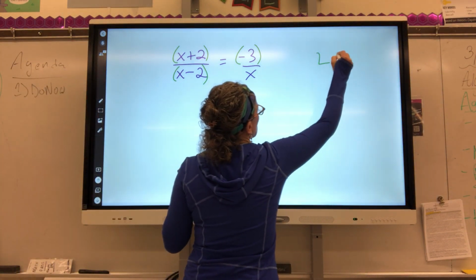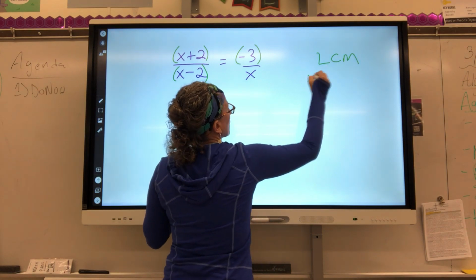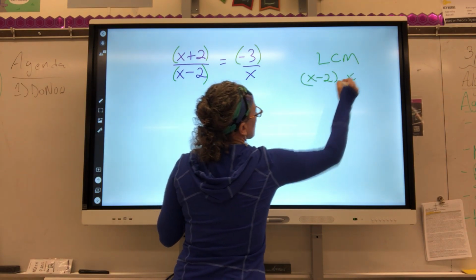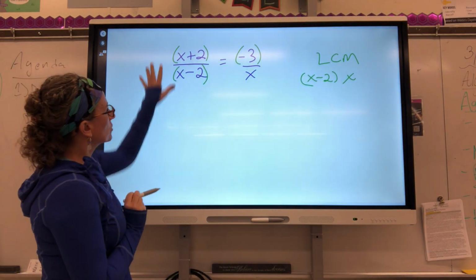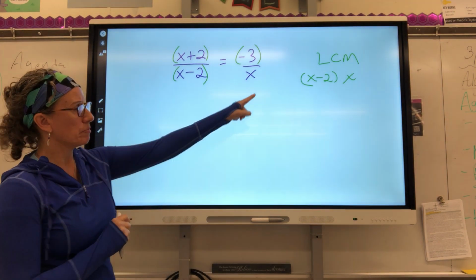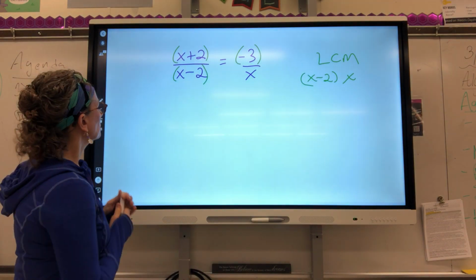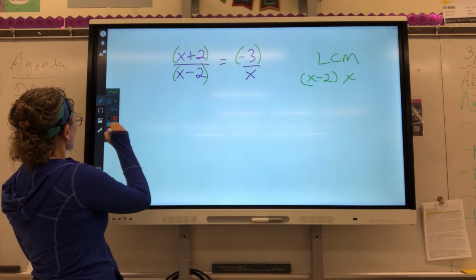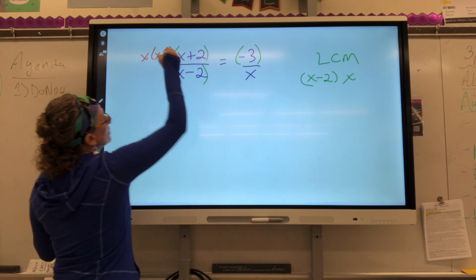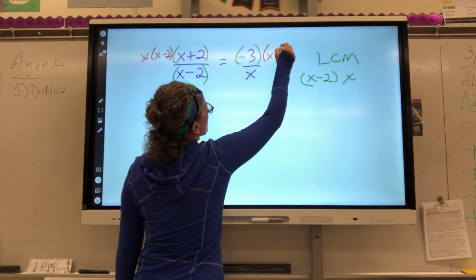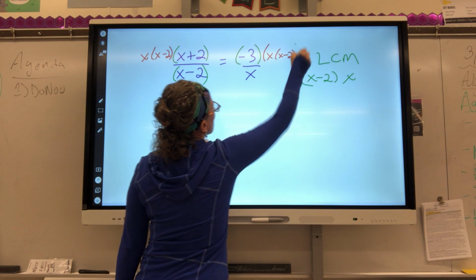So my least common multiple, x minus 2 and x. So it's just x times x minus 2. And both sides of the equation are going to multiply by my least common multiple. So to do that, I'm going to show x times x minus 2 here, and x times x minus 2 here.